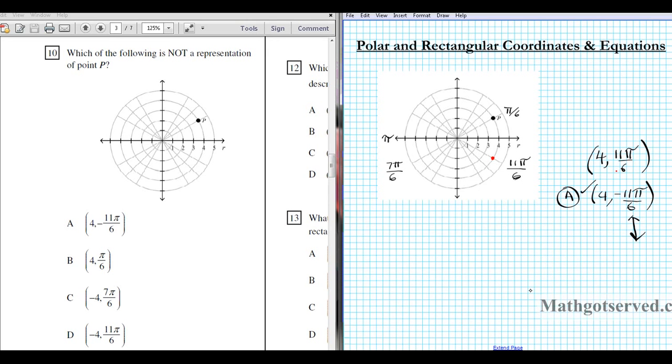Okay. All right. Now let's see if the next point ends up at P. The next option is 4 and pi over 6. 4 and pi over 6. 1, 2, 3, 4. Pi over 6. Perfect.